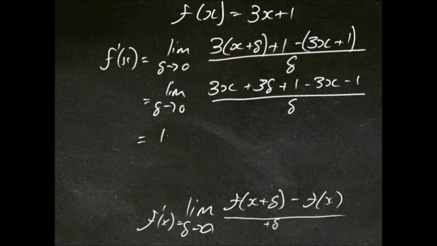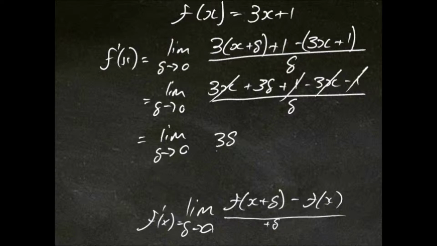which would be equal to the limit as delta approaches 0 of, we can see that these cancel, these 1's cancel, so we're just left with 3 delta over delta. These deltas cancel, so we're just left with 3. And we know that the differentiation of 3x plus 1 is just 3.